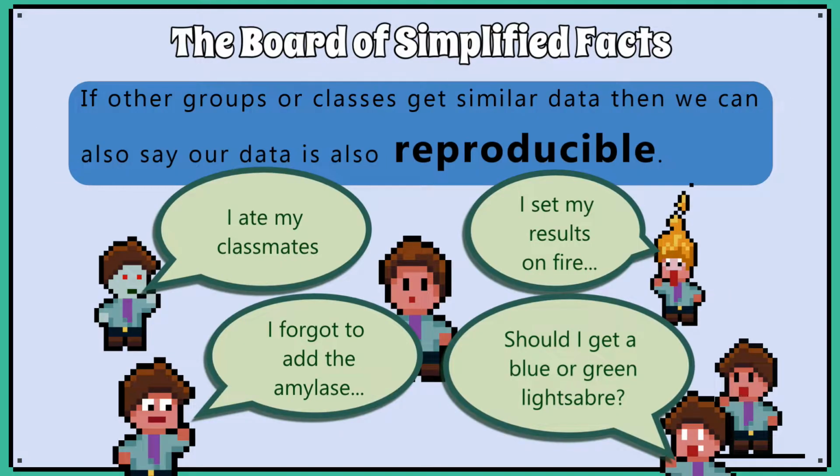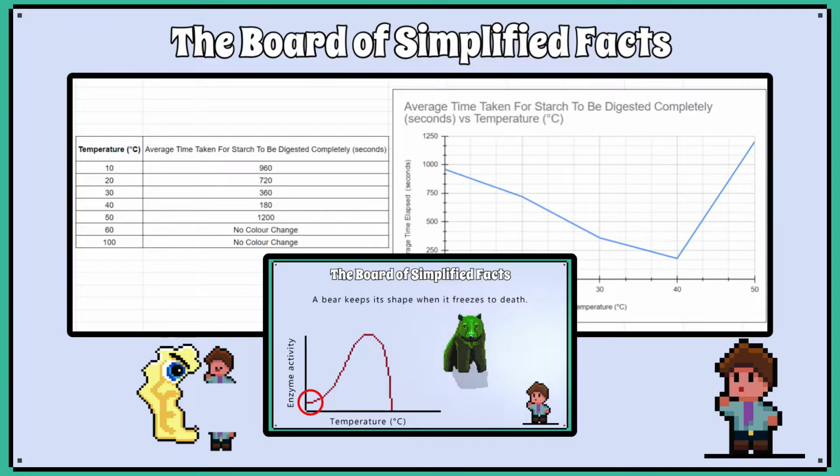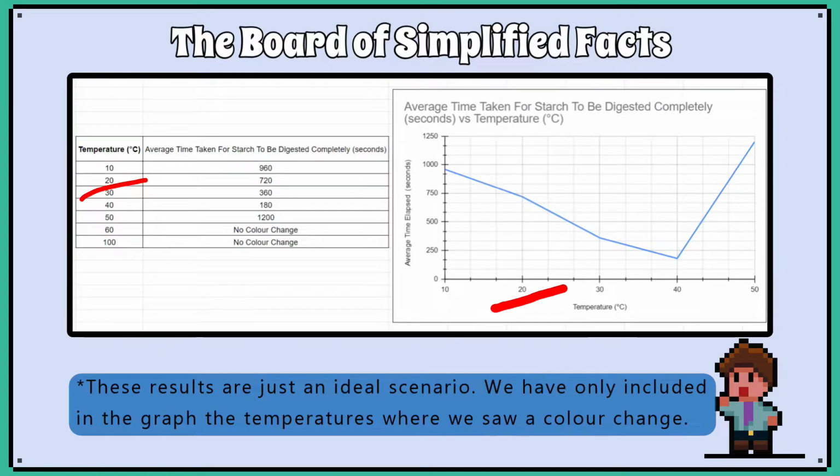If other groups or classes get similar data, then we can also say our data is reproducible. If you are not sure how to explain the biology behind these data, then please watch the previous video on enzymes. So, the results show that 40 degrees Celsius is the optimum temperature for this enzyme, as it took the least amount of time to break down all the starch into glucose and produce a negative starch test.